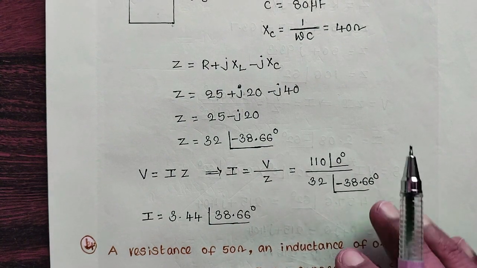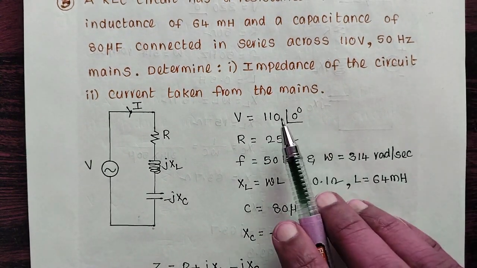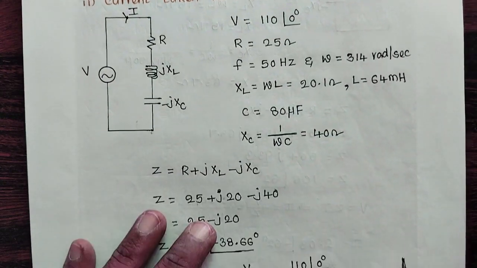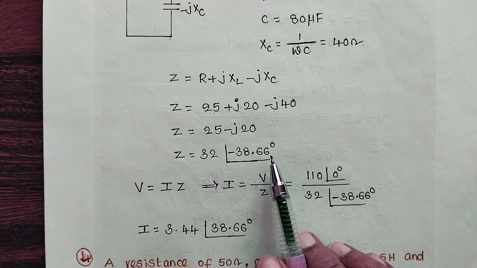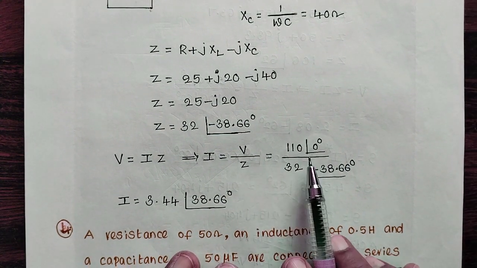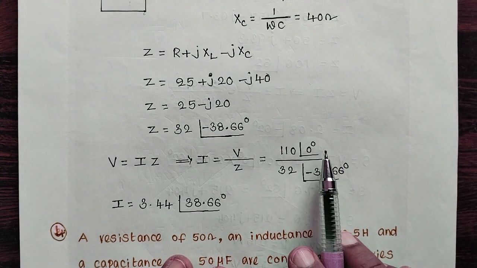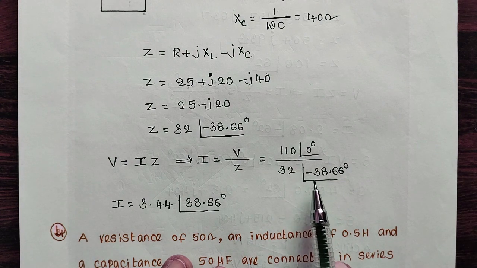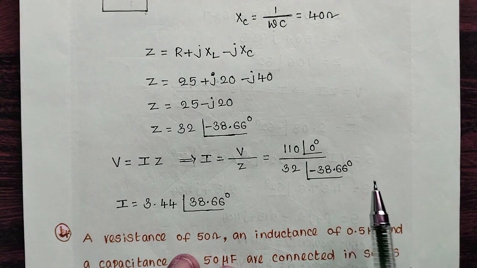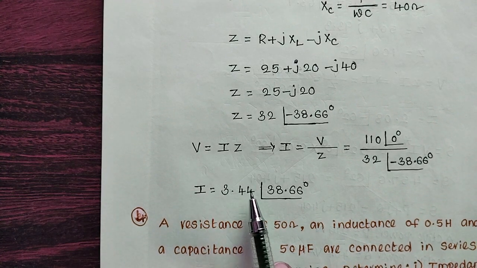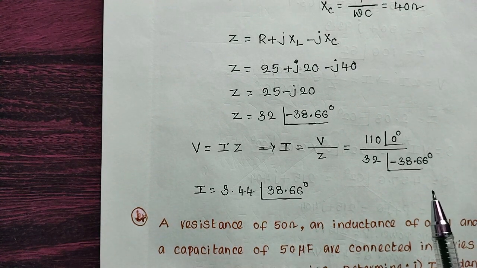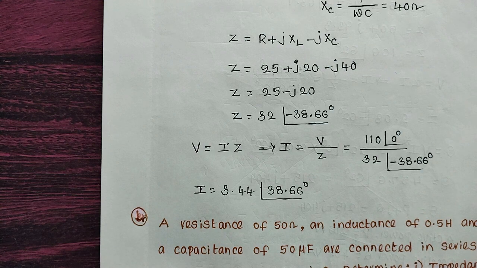So V is 110 at an angle of 0 degrees and Z is equal to 32 at an angle of minus 38.66 degrees. So V by Z is 110 at an angle of 0 degrees by 32 at an angle of minus 38.66 degrees. If you solve this, you get the current in the circuit as 3.44 at an angle of 38.66 degrees.